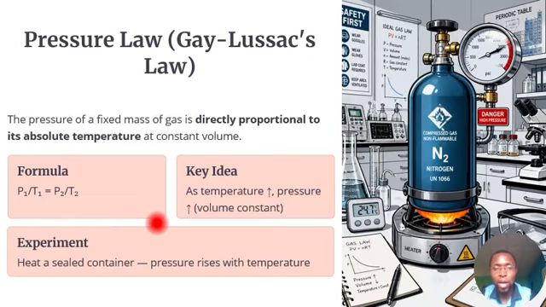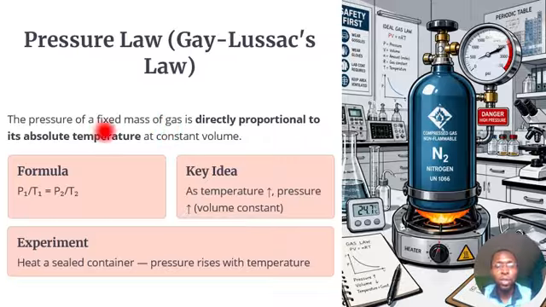So let's consider the third law, and that is the pressure law, sometimes referred to as Gay-Lussac's law, especially in chemistry. In this law, what was kept constant is the volume. For Boyle's law, temperature was kept constant. For Charles' law, pressure was kept constant. But for the pressure law, volume was kept constant.